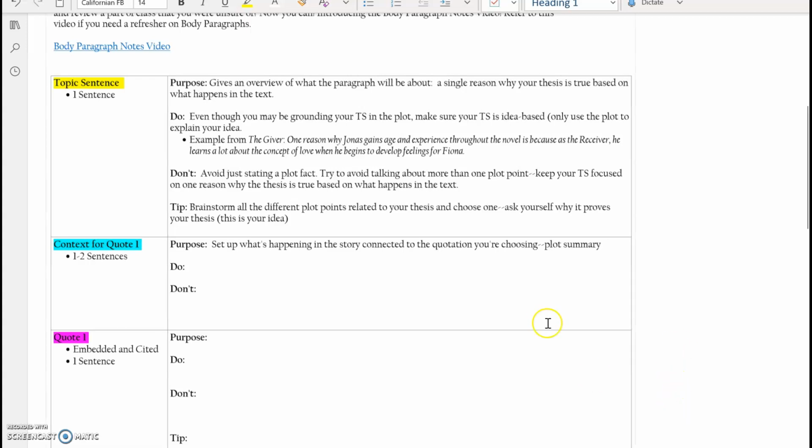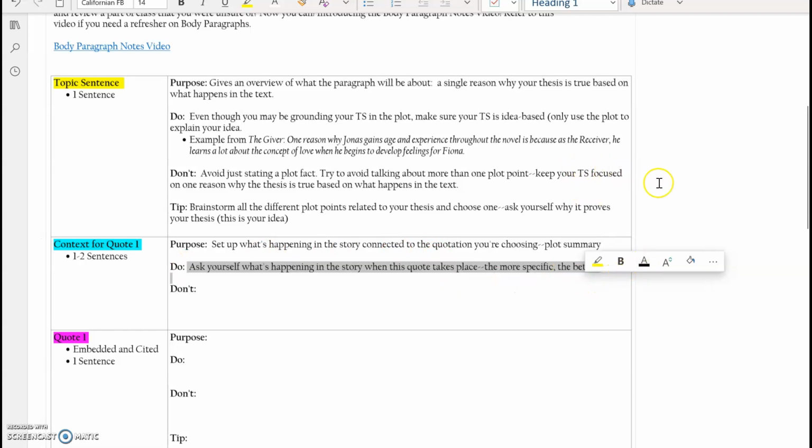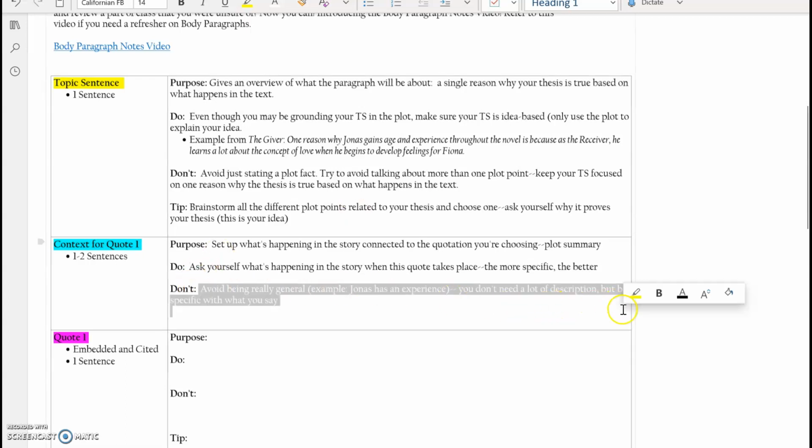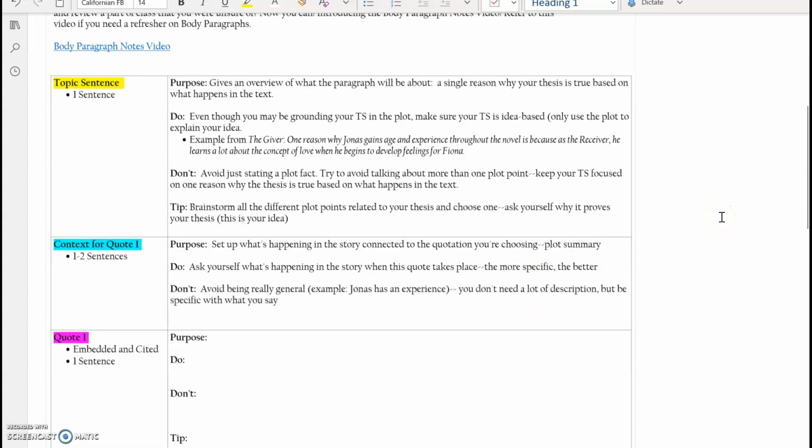really focusing in on what's happening when this quote occurs. So for your do's, you want to make sure that you ask yourself what's happening in the story. The more specific you can get, the better. On the don't end of things, you want to make sure you're avoiding being really general. Don't say Jonas has an experience. Talk about what experience he's having. You don't need a lot of description, but you need to be specific with what you say. So remember, being concise is saying what you need to say, but really thinking about your word choice so that you're not rambling on.